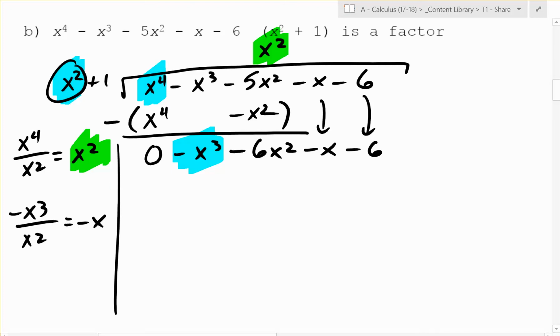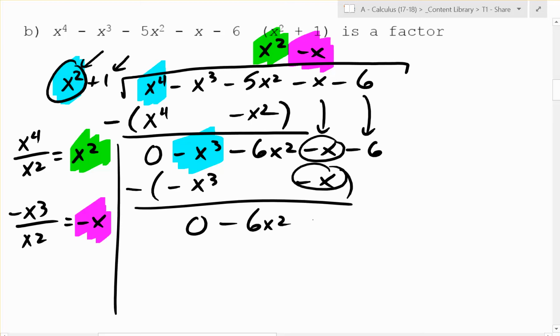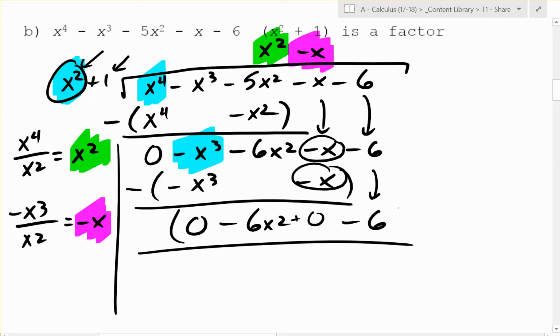So let's take this one right here, minus x, and we plug it in right there. Now when we multiply, minus x times x squared is negative x cubed. Minus x times 1 is minus x. We do the subtraction, we get 0 minus 6x squared. Negative x squared minus negative x squared is 0 again. So it's going to be minus 6, just dropping that down. There's a 0 there.